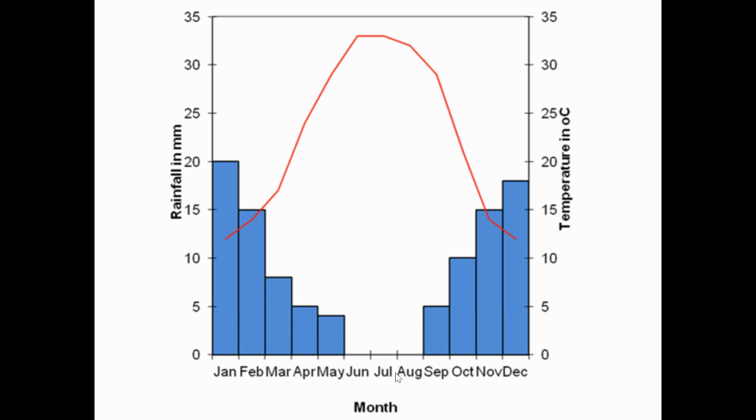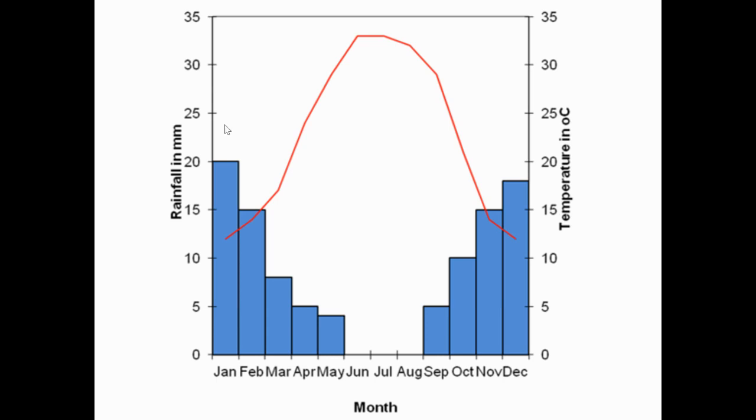Now, if I was looking at the graph you're going to be studying, you'll see the hottest part of the year is around December, January time. That would tell me it's somewhere in the Southern Hemisphere, somewhere like South Africa or Australia, where summer doesn't take place in June, July, August. It takes place in November, December, January, February time.